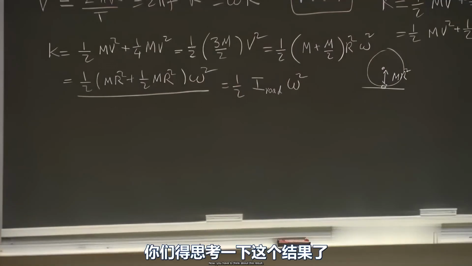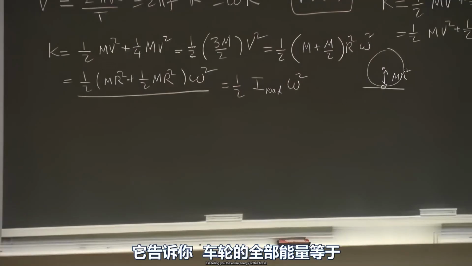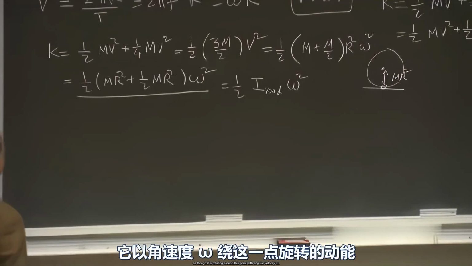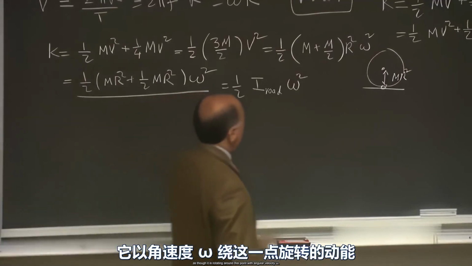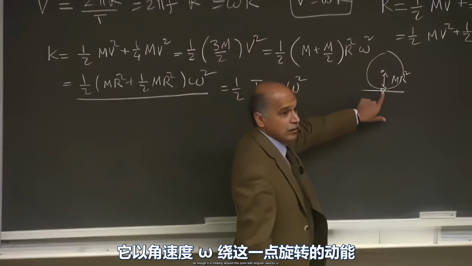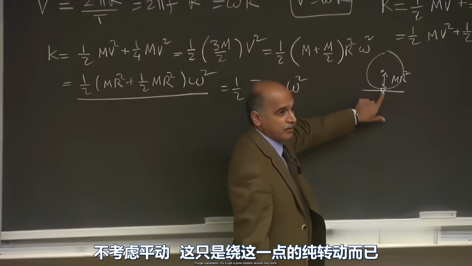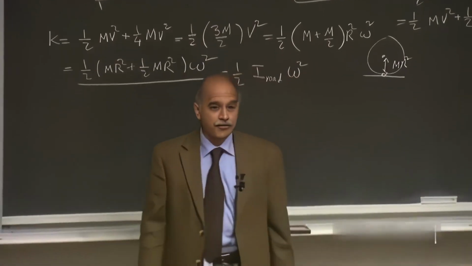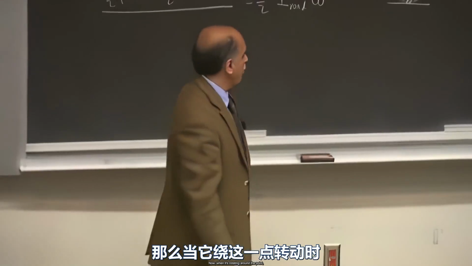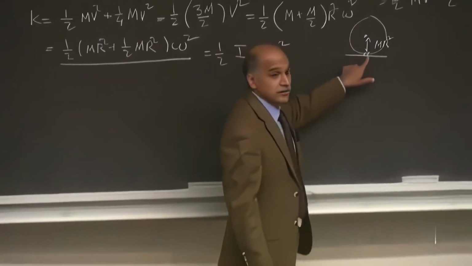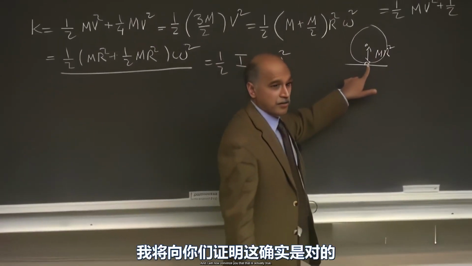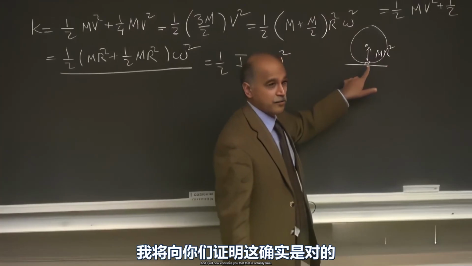Now you have to think about this result. It's a very interesting result. It is telling you the entire energy of this tire is as though it is rotating around this point with angular velocity omega. Forget translation, it's just a pure rotation around this point. Now when it's rotating around the point, it means that point cannot be moving. And I will now convince you that that is actually true.